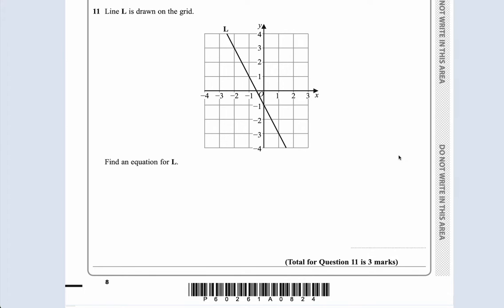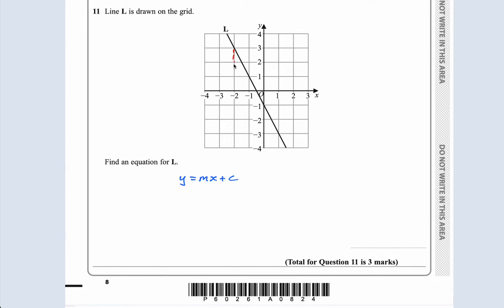Okay, question 11. Here is a line L drawn on the grid, and it says find the equation of L. So the equation of a line, guys, we know is y equals mx plus c, because I can find the gradient and y-intercept here. I don't need to use the formula or anything like that, or the other formula.